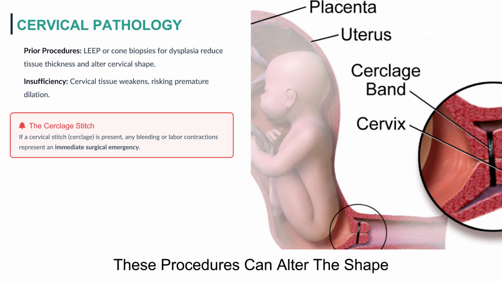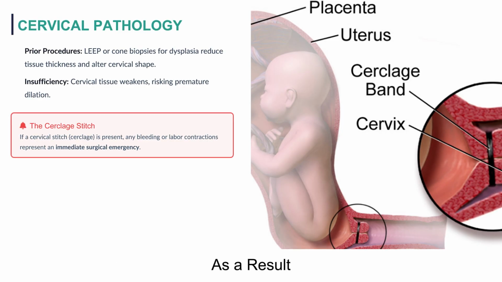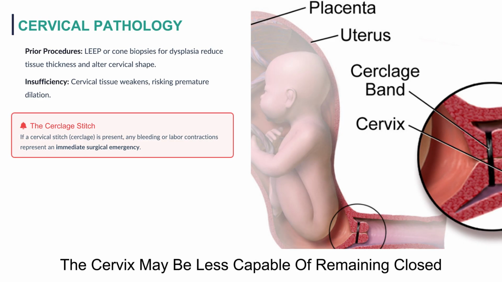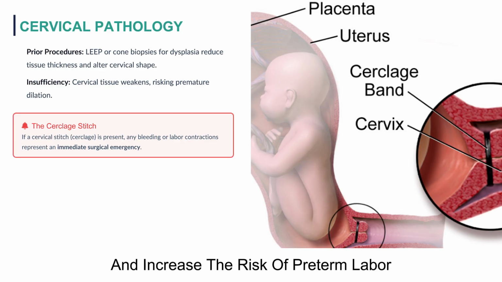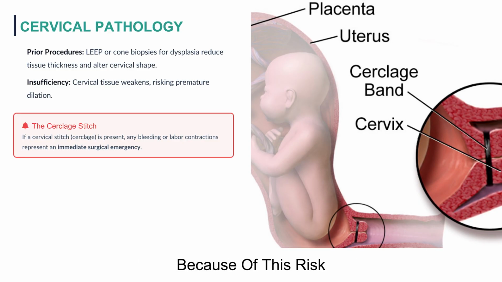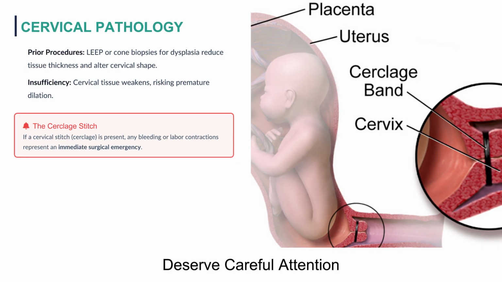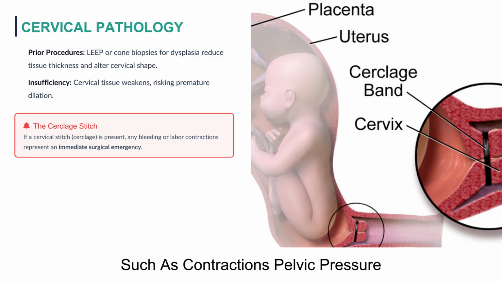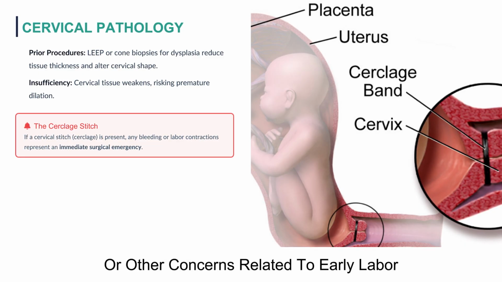These procedures can alter the shape, structure, and thickness of the cervix. As a result, the cervix may be less capable of remaining closed throughout the pregnancy. This condition can contribute to cervical insufficiency and increase the risk of preterm labor. Because of this risk, patients with a history of cervical surgery deserve careful attention when they report symptoms such as contractions, pelvic pressure, or other concerns related to early labor.